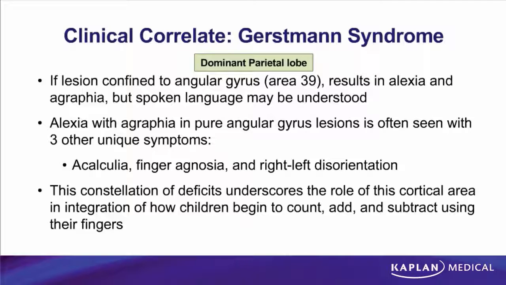So Gerstmann syndrome at a minimum may have alexia and agraphia with the angular gyrus lesion, but additional signs and symptoms can also be seen in this left parietal lobe involvement that include finger agnosia, dyscalculia, and maybe some right-left disorientation as well. So this constellation of deficits underscores this area, as we said, is probably involved in the simple math portion of the hemisphere, and how children, when they initially begin to count from 1 to 5, generally use their fingers, which is probably the corollary tie-in between a common cortical lesion area that produces both finger agnosia and dyscalculia or acalculia.